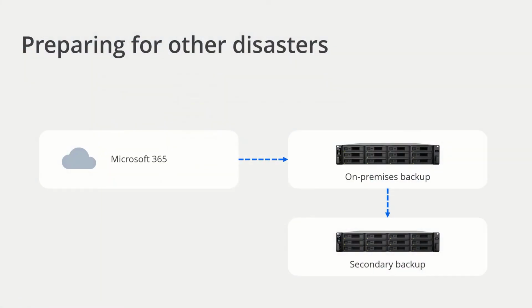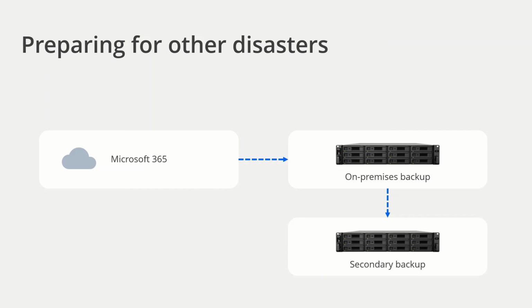So now we have our Office 365 backing up to our on-premises Synology NAS, and our on-premises Synology NAS backing up to our secondary NAS, which could be off-site in another data center, or as in the case here, it's in our second office over in Germany.